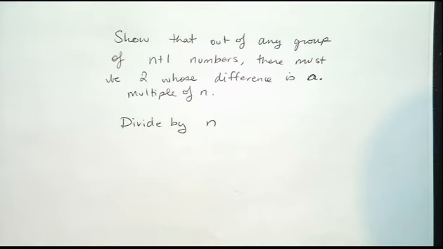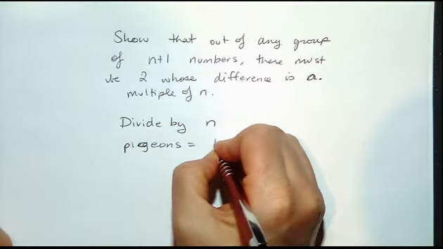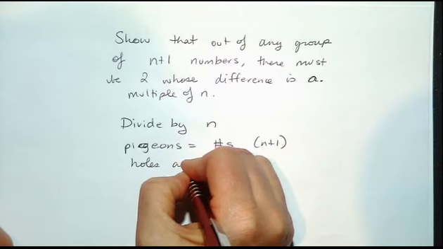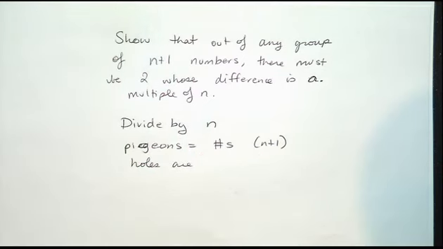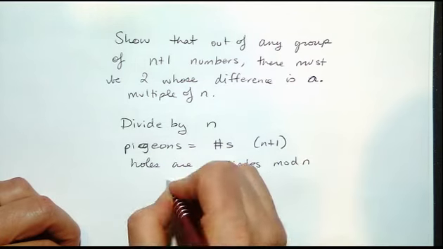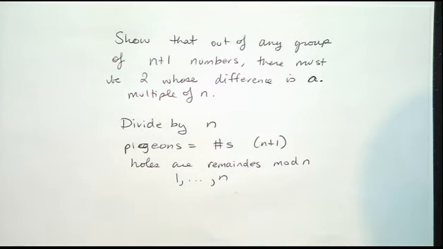So when we do a pigeonhole principle problem, what we have to do is identify the pigeons, identify the holes. Okay? So the pigeons are the numbers, and there's n plus 1 of them. And the holes are what? The remainders of those numbers mod n. So those holes are 1 all the way up to n, right? Or you can start at 0 and go all the way up to n minus 1. It's just easier to count stuff if you start with 1.